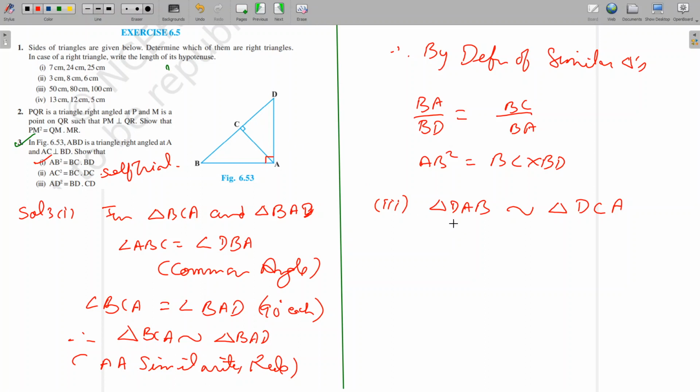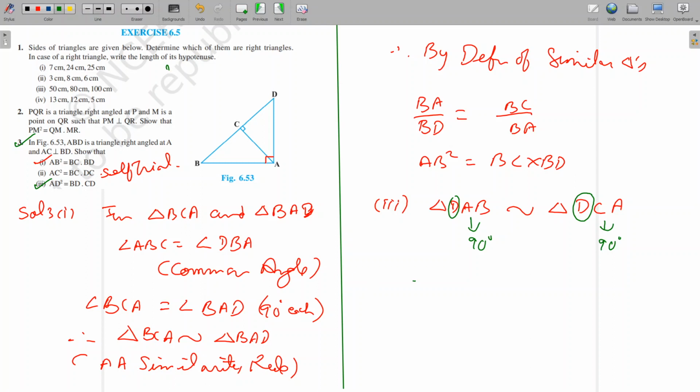Why will it be similar? Because in both, angle D is a common angle. In triangle DAB, the bigger triangle, angle A is 90, and in the smaller triangle, angle C is 90. So by angle similarity rule, both the triangles will be similar, and then we'll apply the definition of similar triangles, and by applying that definition we'll get that the corresponding sides are in equal ratios, and then we'll get the required result. So this is how we'll be doing question number 3, third part.